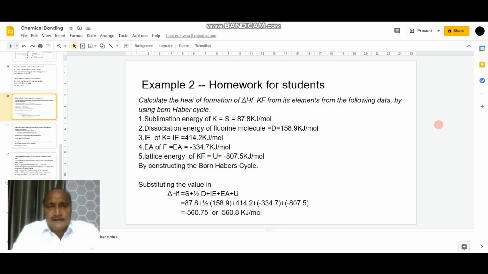So you have to calculate the lattice energy of potassium fluoride from its elements with the help of the following data by constructing a Born-Haber cycle. So this example is for homework to the students, and in my next class I am going to deal with an example of a diatomic compound by taking the example of magnesium oxide.